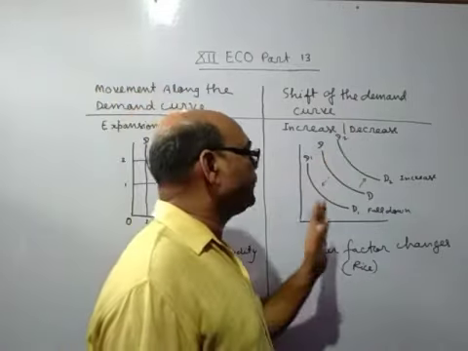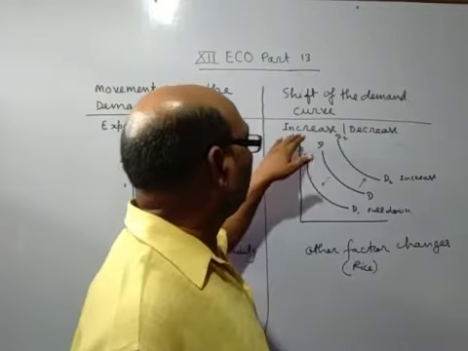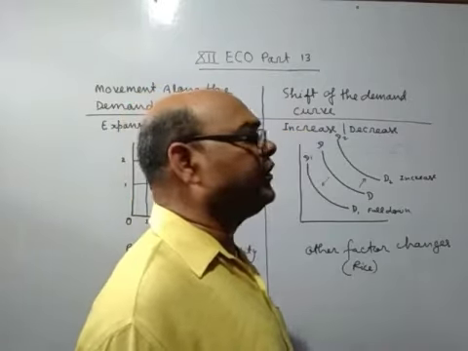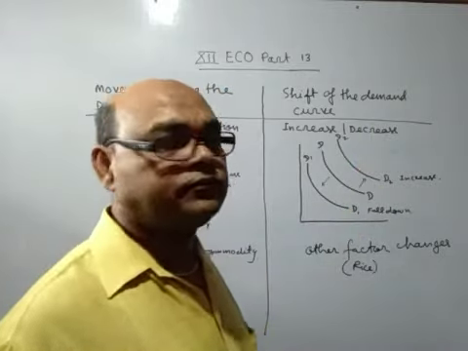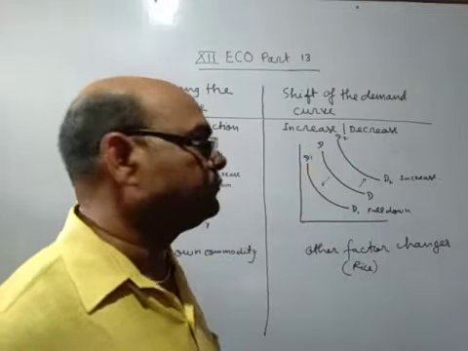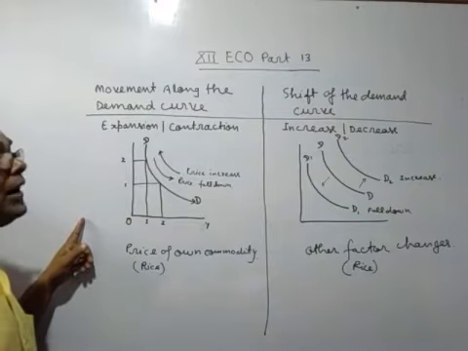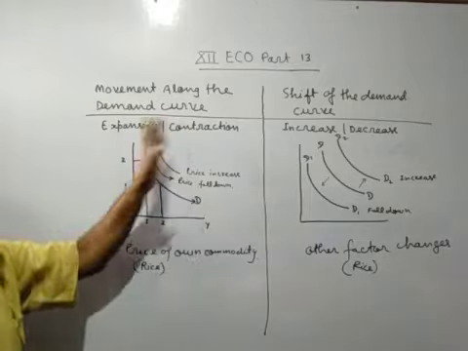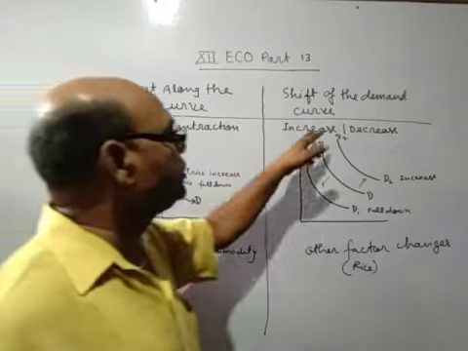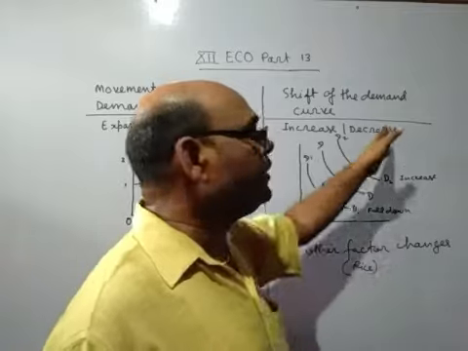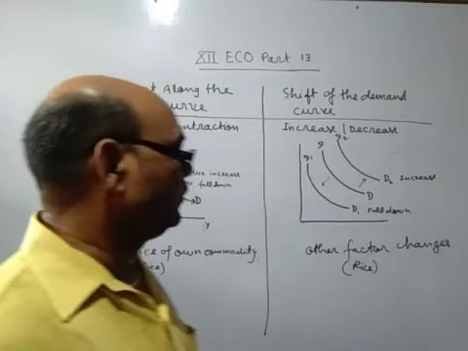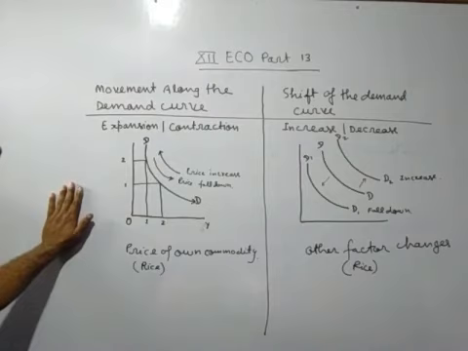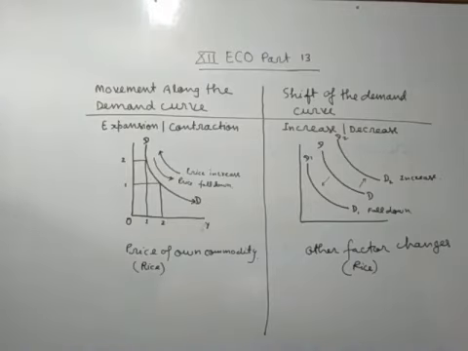But in the case of shift of demand, we use only the words increase in demand and decrease in demand. Here we do not use the word quantity. There we use either quantity increase or expansion, quantity decrease or contraction, but here we use only increase in demand and decrease in demand. So these are the basic differences between movement along the demand curve and shift in the demand curve.